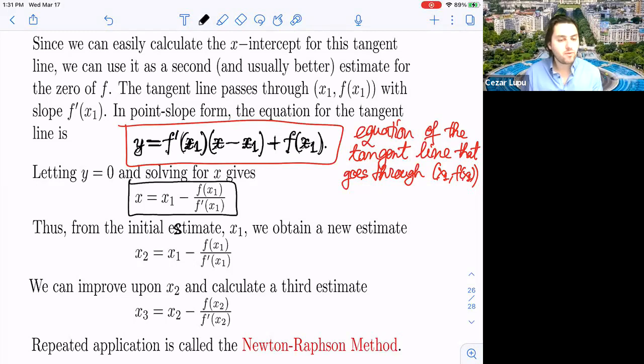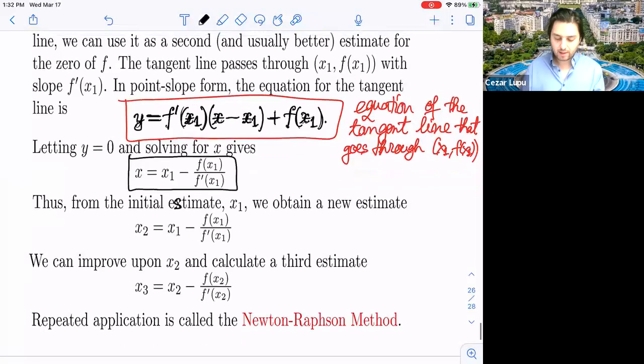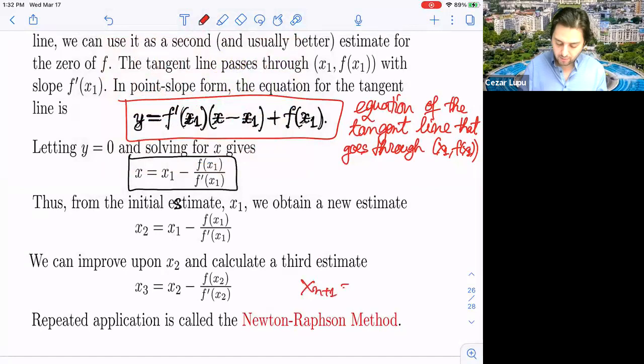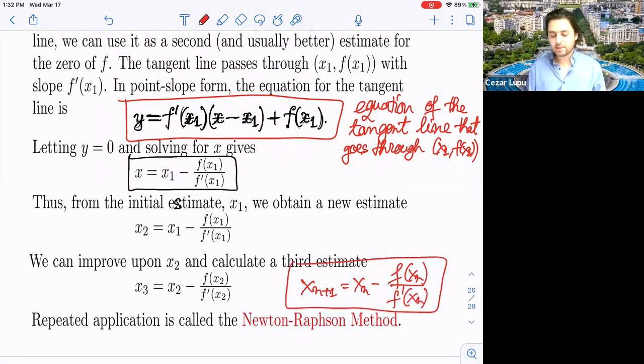So again, we can improve x2, and we calculate the third estimate. So we say that x3 is x2 minus f of x2 over f prime of x2. And we keep going like this. And at the end of the day, you will get something like this. Let me write it. You'll get that xn plus 1 will be some kind of a recursion, which is xn minus f of xn over f prime of xn. So that's the recursion. Like I said, this will be the n plus 1 estimate.